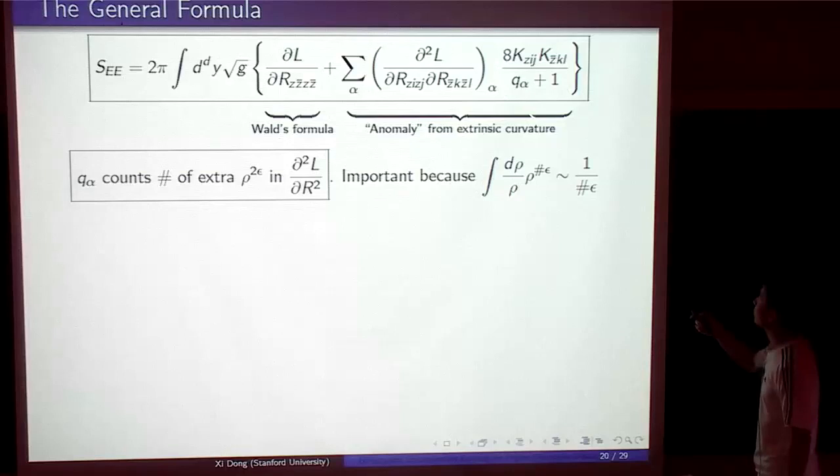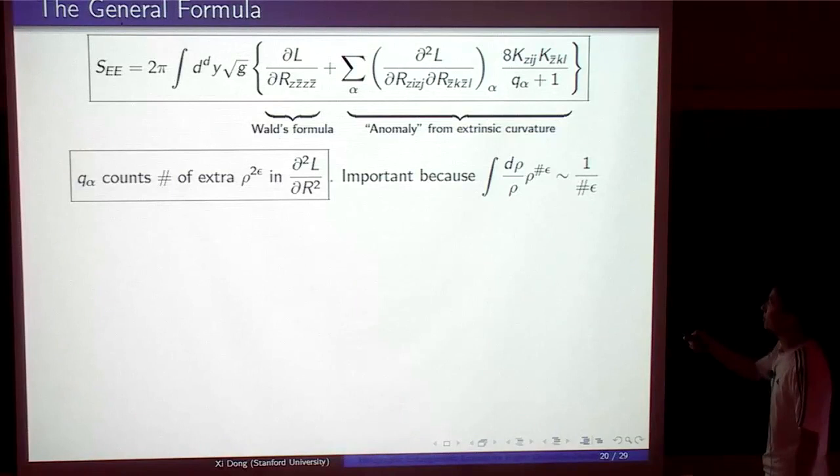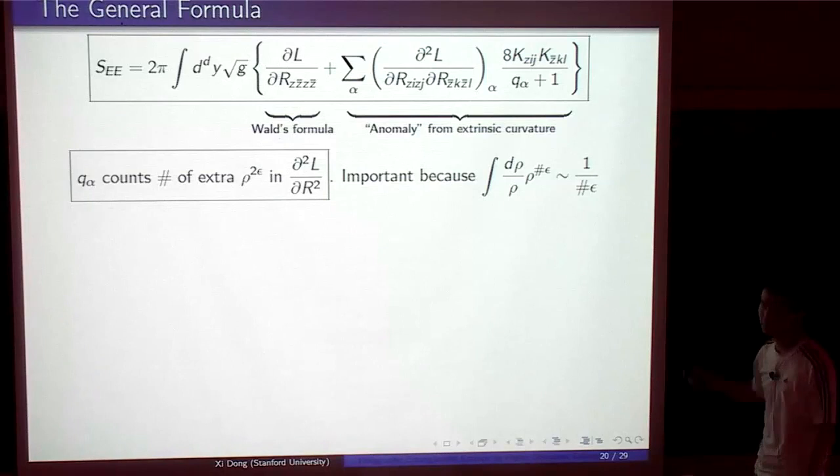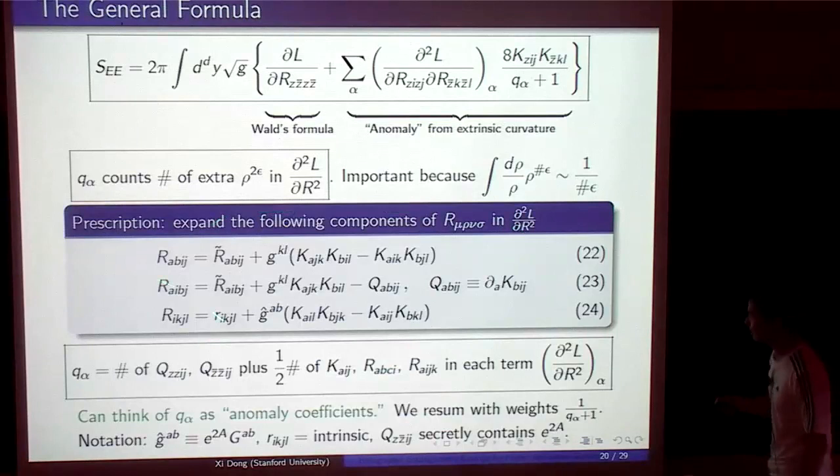One comes from the power; there's already a rho to the 2 epsilon coming from the determinant of the metric, as well as these two factors. So it's just some counting that one needs to keep track of. And for the sake of time, I won't go through the detailed prescription. There is a very explicit prescription for how to do the counting, because one can do a Gauss-Codazzi like decomposition for different components of the Riemann tensor, and it turns out that the extrinsic curvature terms usually come with different powers of rho to the 2 epsilon. At the end of the day, you can just do this decomposition and count the different terms that you have in each term.